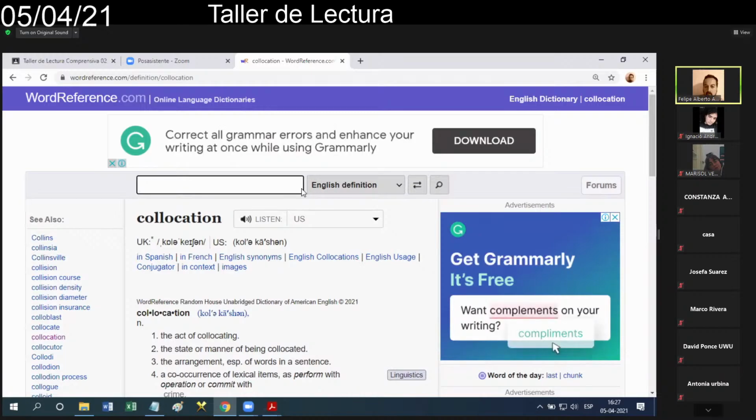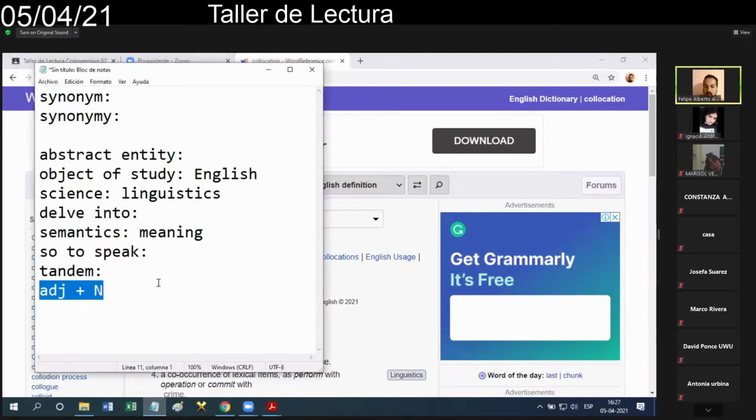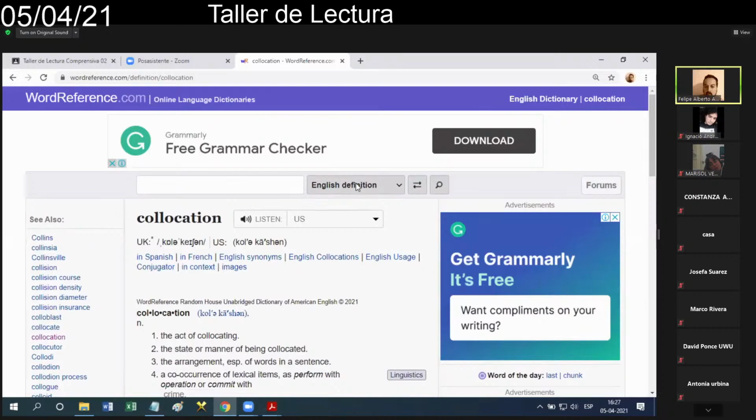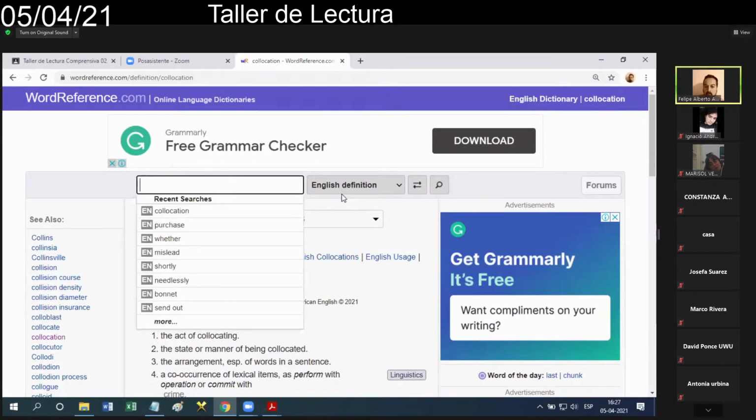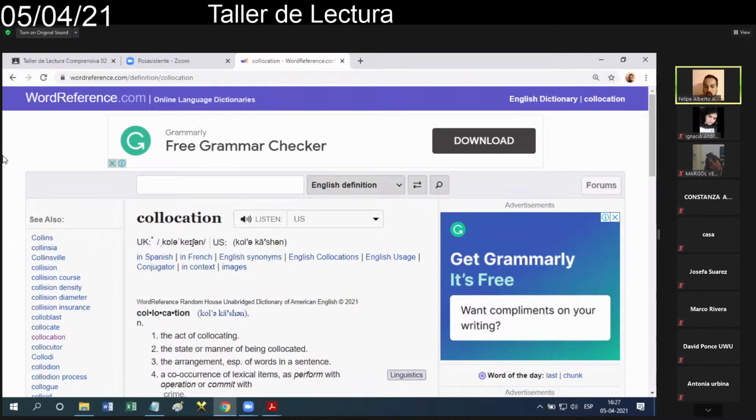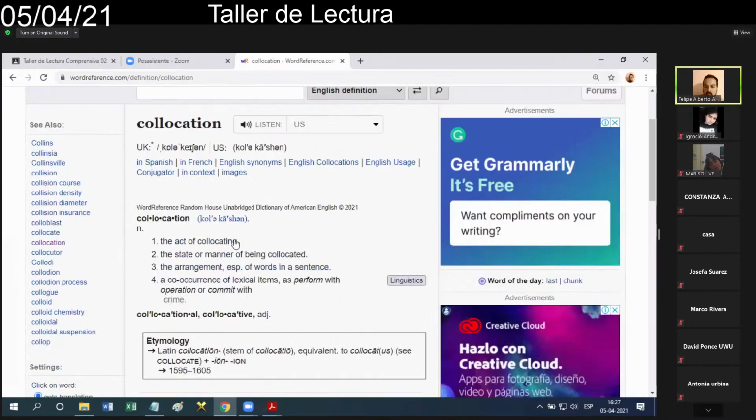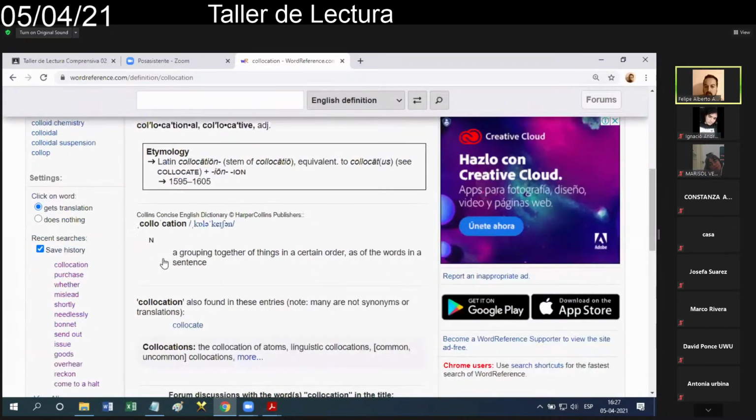how can I put this again? A novice, a prospective teacher of English does. Novice, yeah? So don't do that. English definition. Why? Because this allows us to understand more English, to get into the world of lexicon and semantics. What's a collocation?